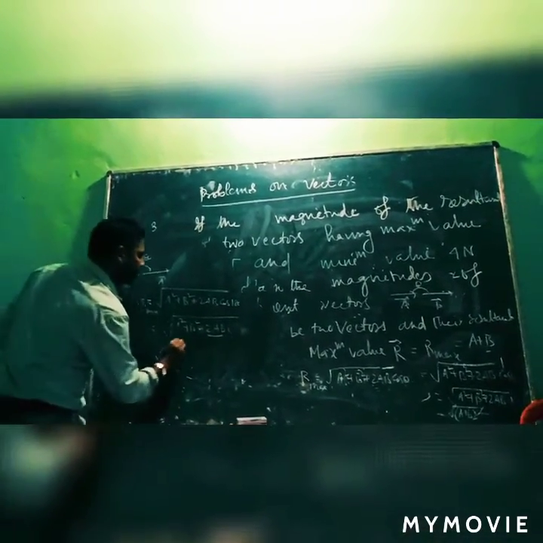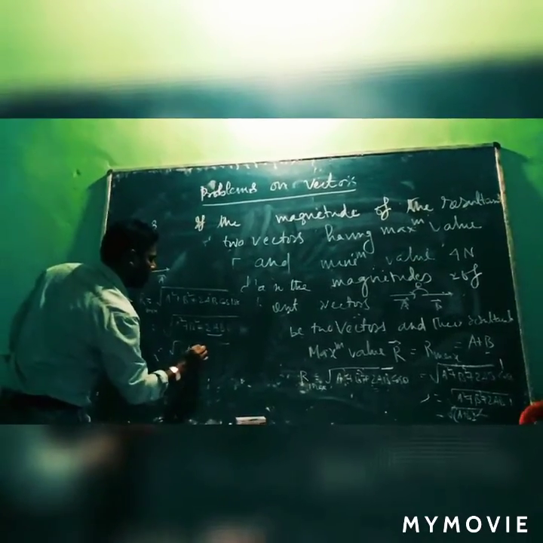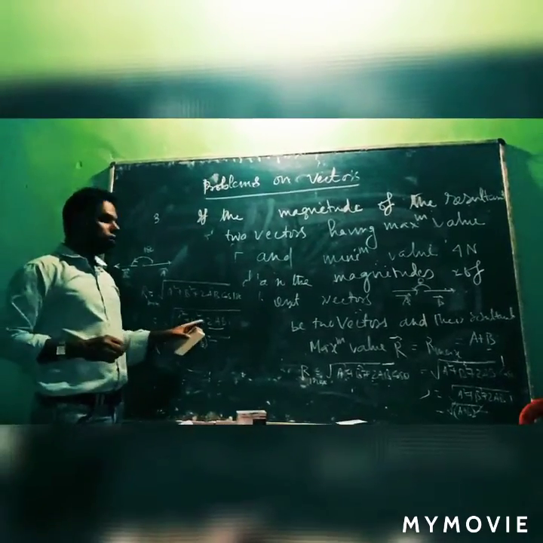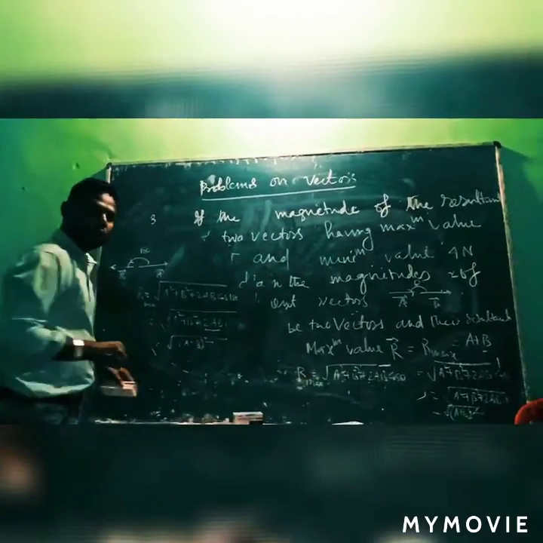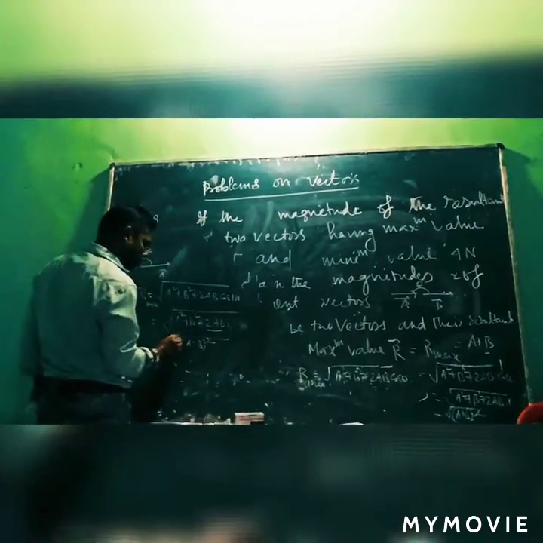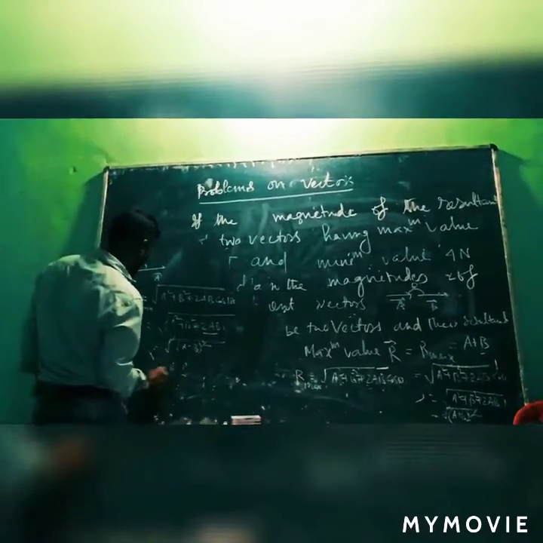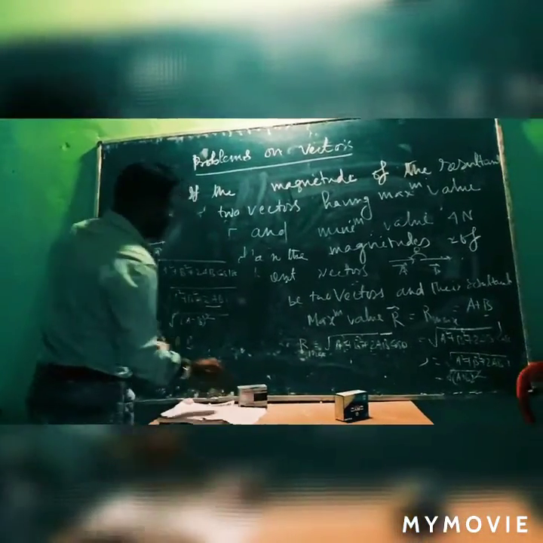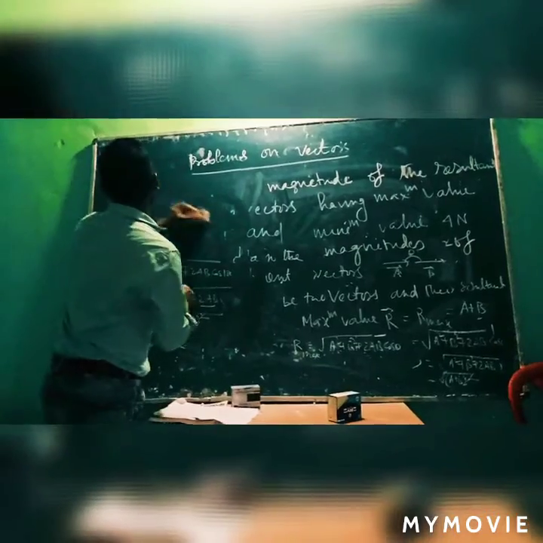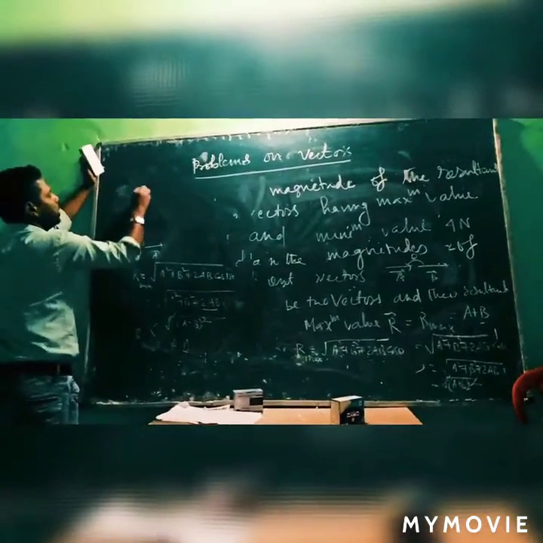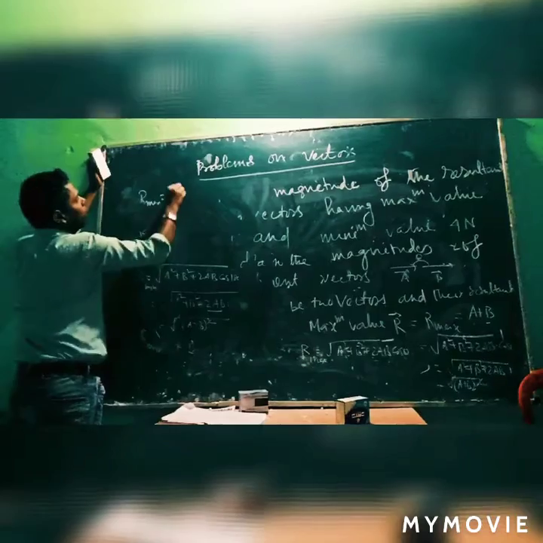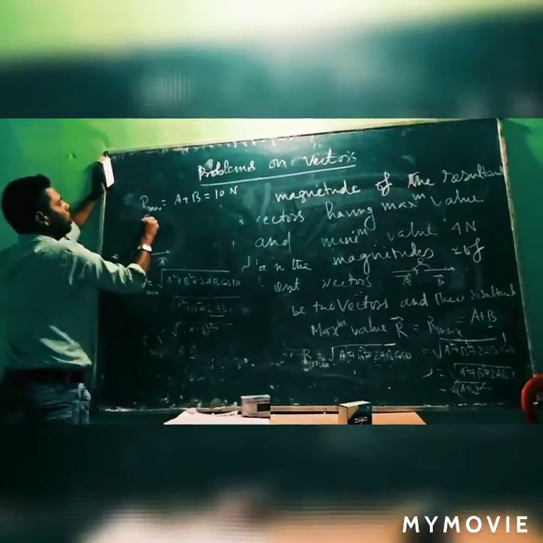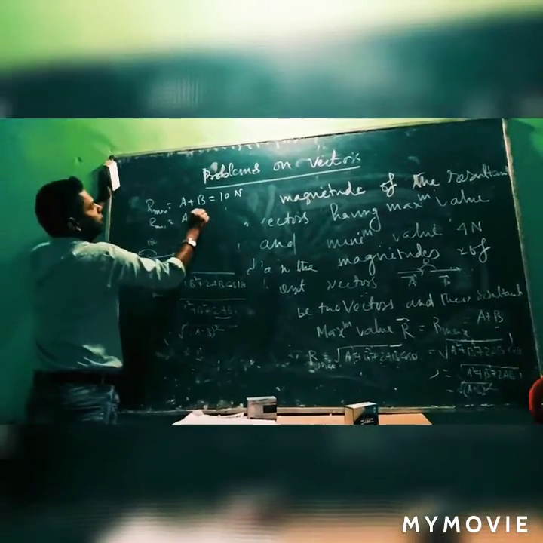So now you can express this as a complete square, A minus B whole square. The square root and square cancel, so A minus B. So the minimum value of R comes out to be A minus B. So given that the maximum value R equal to A plus B is 10 Newton, and the minimum value, A minus B, is 4 Newton.